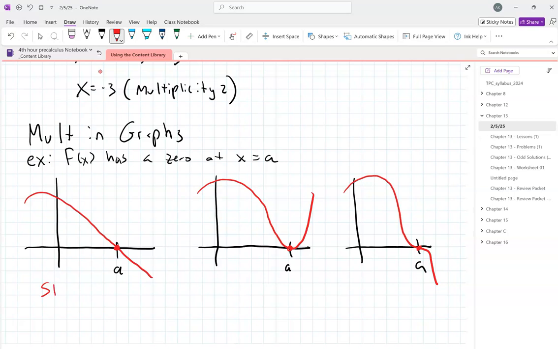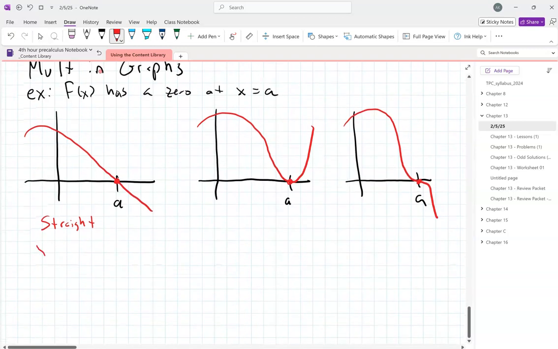So in this first situation, we call this a straight because the graph is passing just straight through the x-axis, right? Looks like a straight line going through. So if that happens, I know the 0 or the solution x equals a has multiplicity 1.